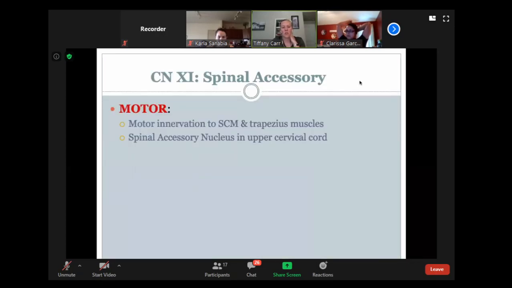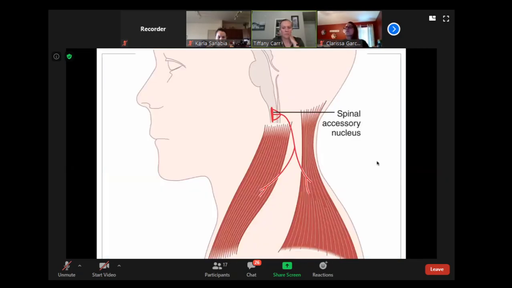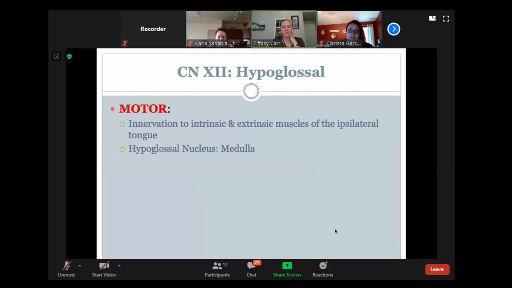All right, so spinal accessory cranial nerve 11 is motor to the sternocleidomastoid and the trapezius muscle, and the spinal accessory nuclei in the upper cervical cord. So it's going to start more in the cervical aspect, run up with the brainstem out the jugular foramen here, and then it's going to come out and innervate the sternocleidomastoid and the trapezius muscles here.